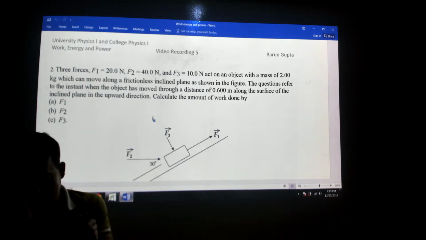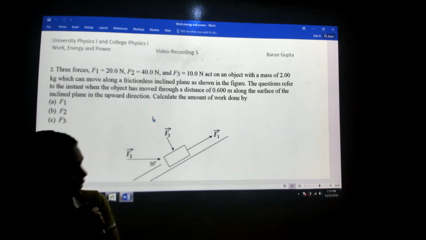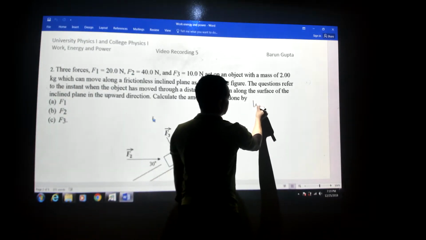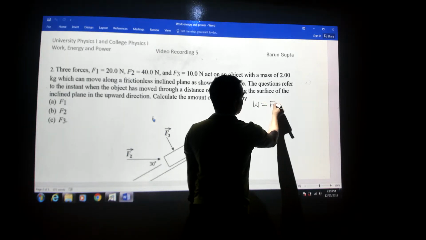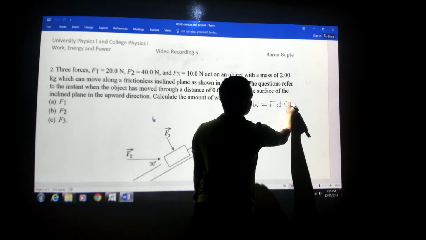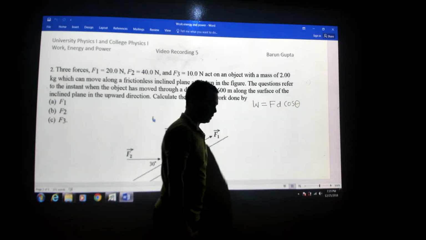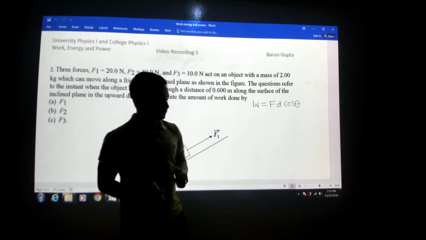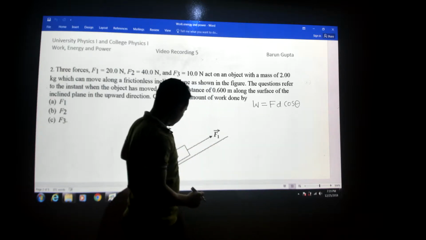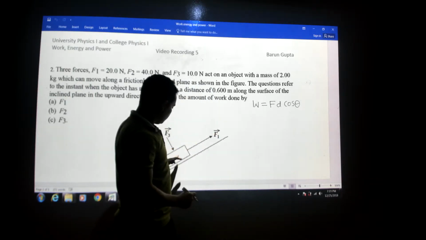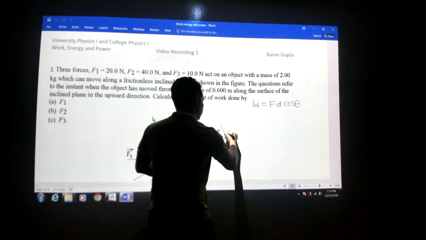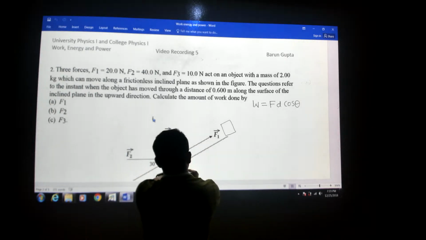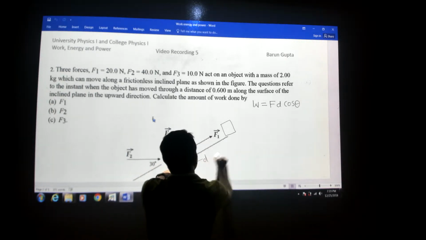So how do we define work? If you remember, the work done on an object is equal to force F times the distance D times cosine theta, the angle. It depends upon the angle between the force and the displacement, or the distance. Now, this object is moving along the inclined plane. Let's say we move from this point to somewhere here, and this is the D.